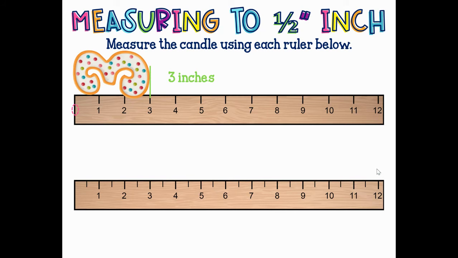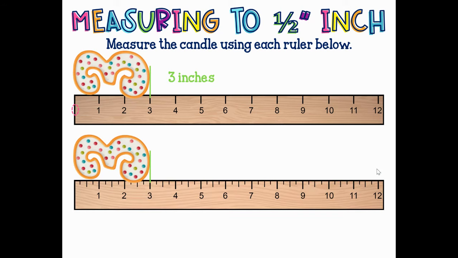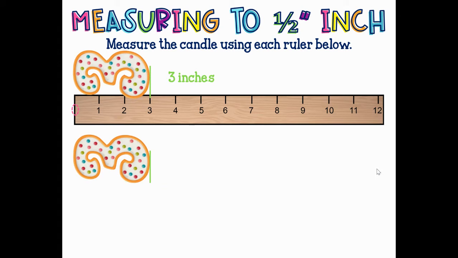Again, no matter what ruler I use, it's going to line up with that whole number 3. So my answer would be 3 inches every single time, no matter how many tick marks are in between my whole numbers.